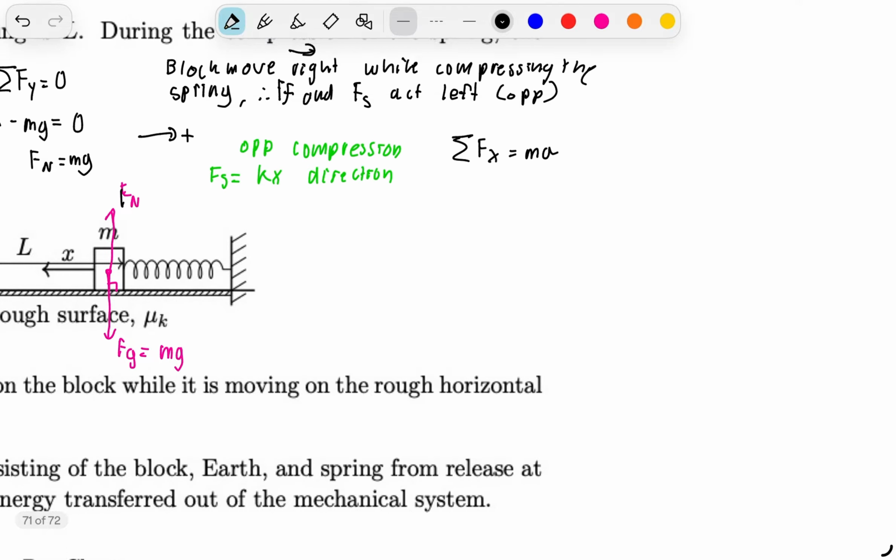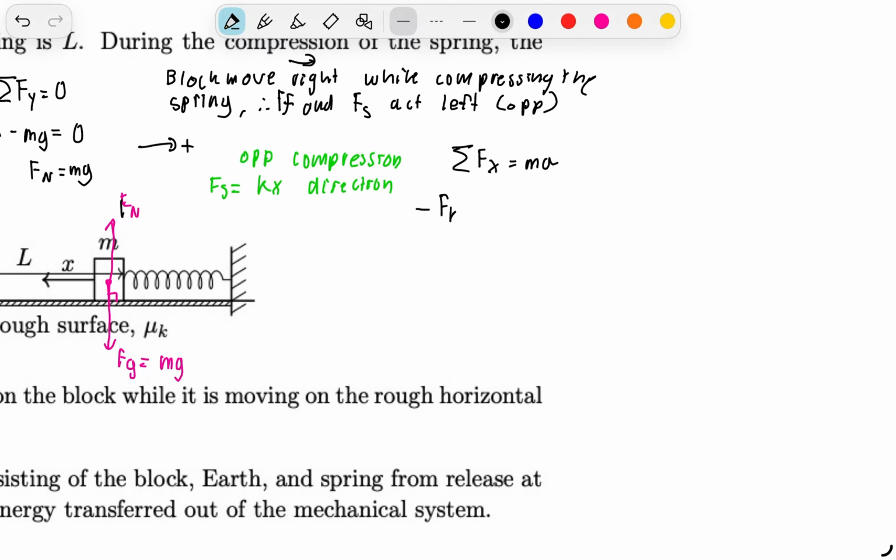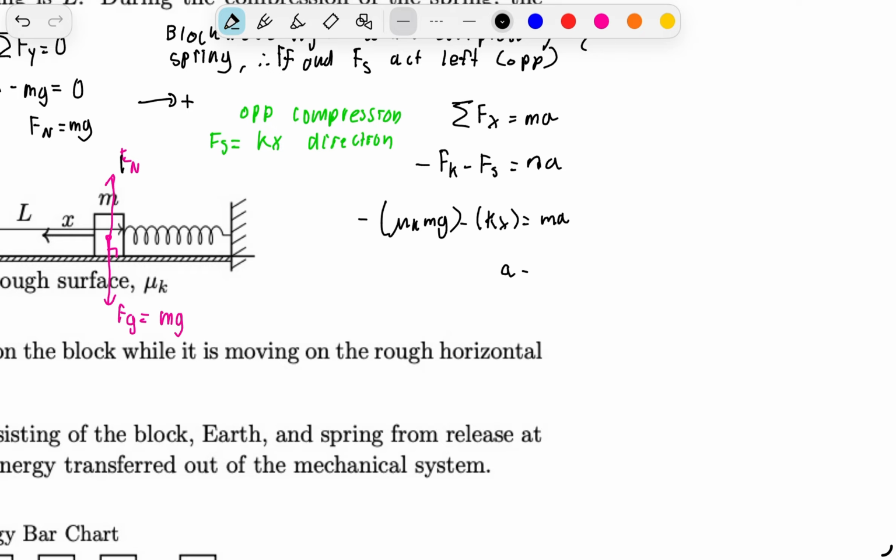So we're going to have a negative force of friction minus the force of the spring is equal to ma. We just found that our frictional force is mu k times mg, and our spring force is going to be kx. That's equal to ma. So then we can rearrange for a. We just divide both sides by m, and you get your acceleration is equal to negative mu k times g minus kx over m.